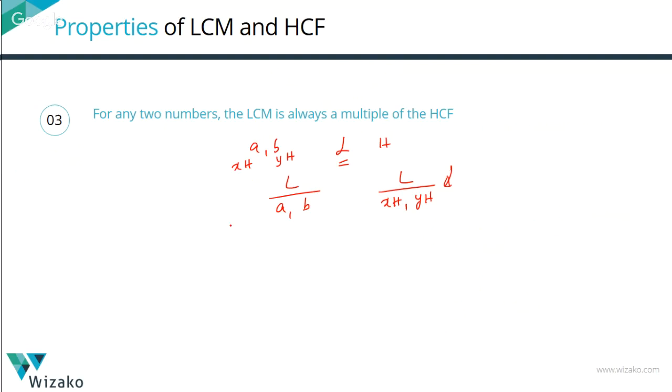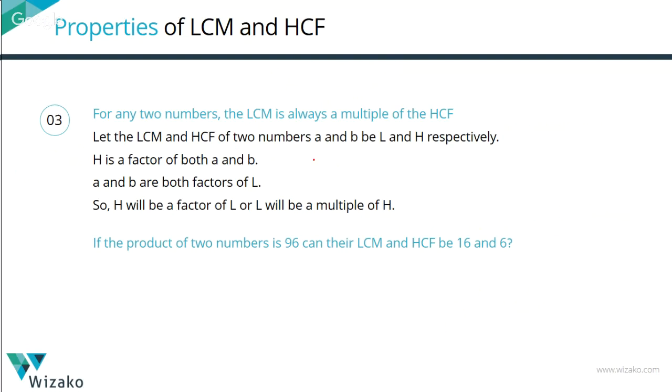Quickly see it with an example after listing down the properties that we stated. Let the LCM and HCF of the two numbers A and B be L and H respectively. What I said is H is a factor of both A and B, as we realized. A and B are factors of L, which means a factor of a factor is going to be a factor of the original number. So H is going to be a factor of L, or L is going to be a multiple of H.